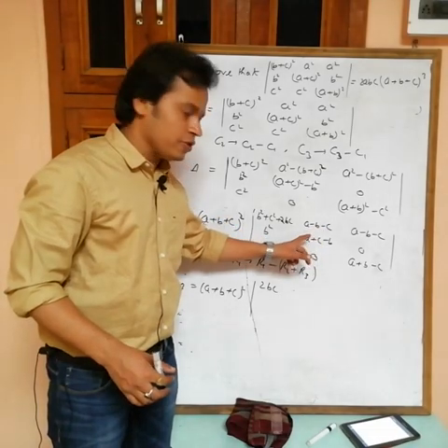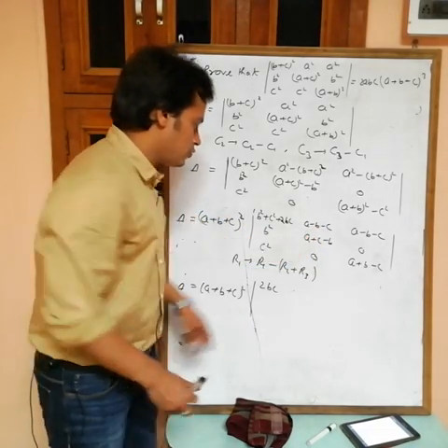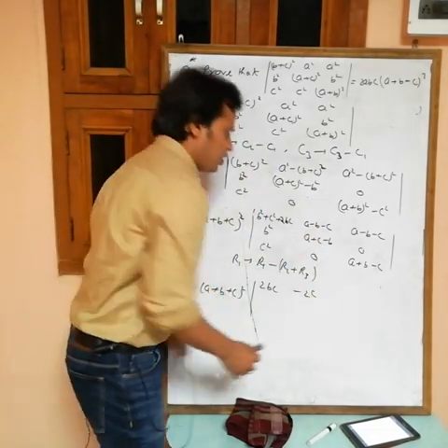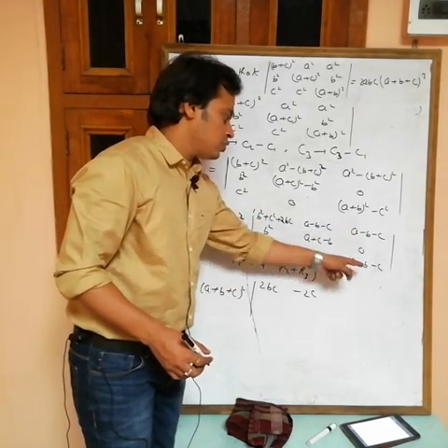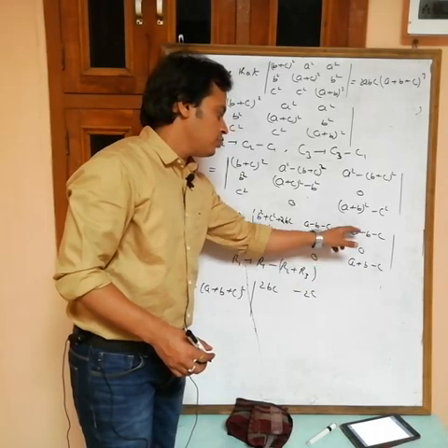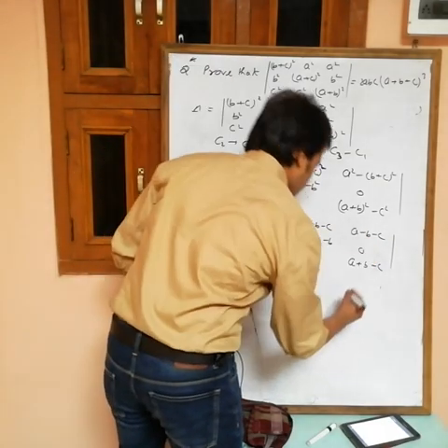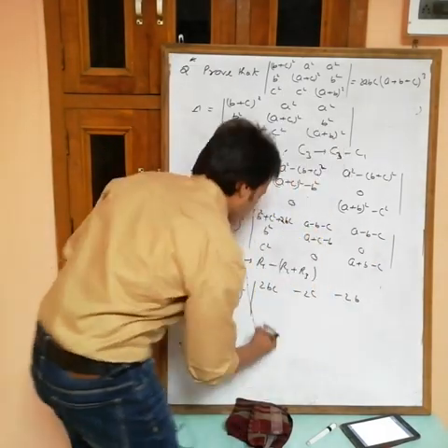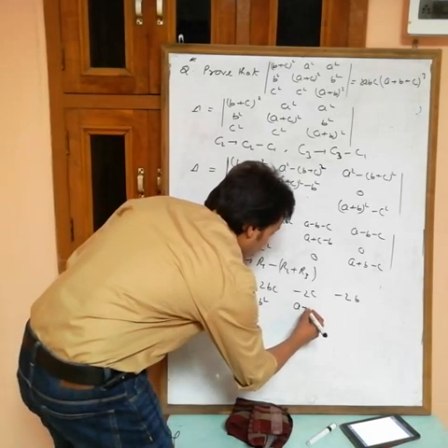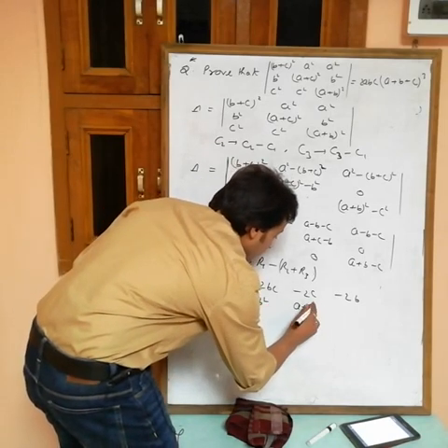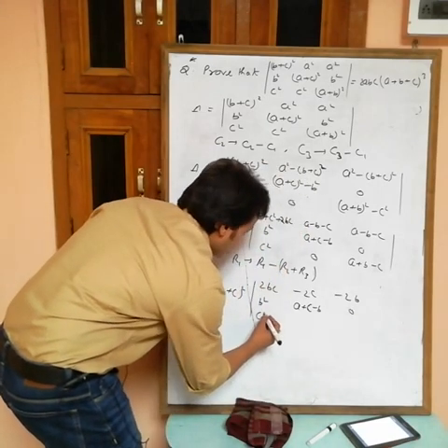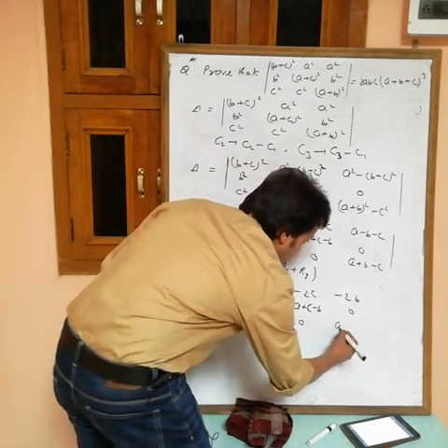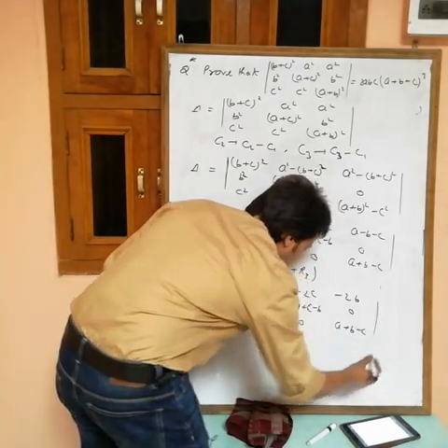Minus b cancels out because of the same sign, a cancels out. What will you get? Minus 2c. From this one, minus this one plus this one, minus c same sign cancels out, a cancels out, minus b, minus 2b. Okay, and b square, a plus c minus b 0, and c square 0, a plus b minus c.